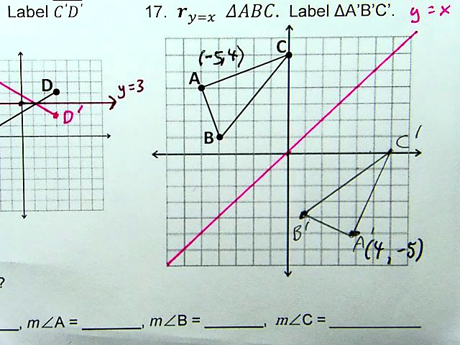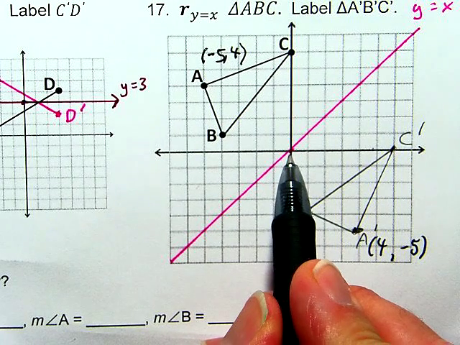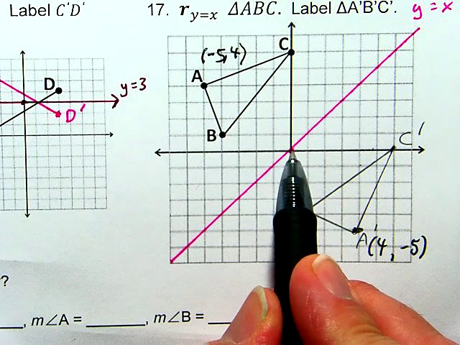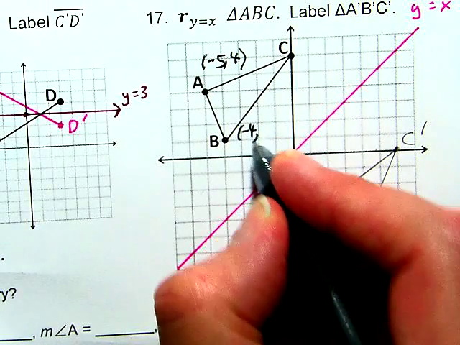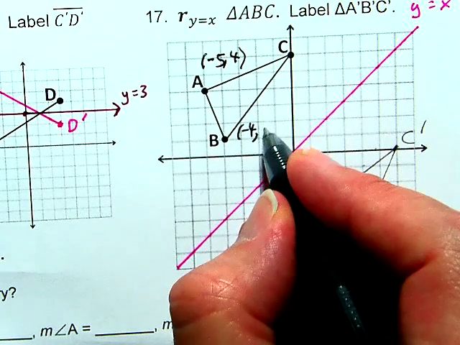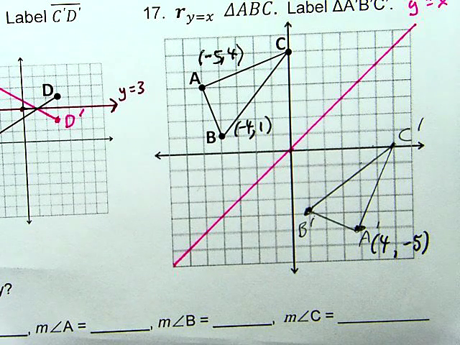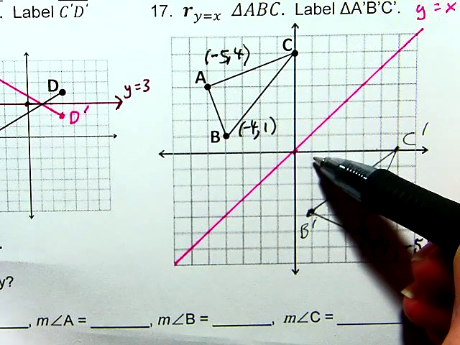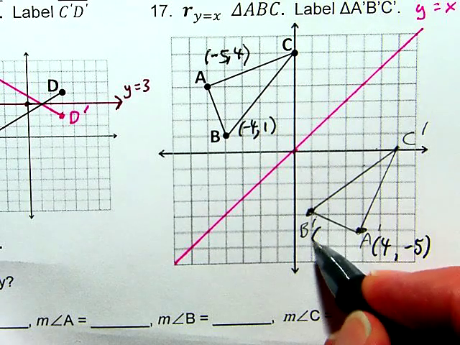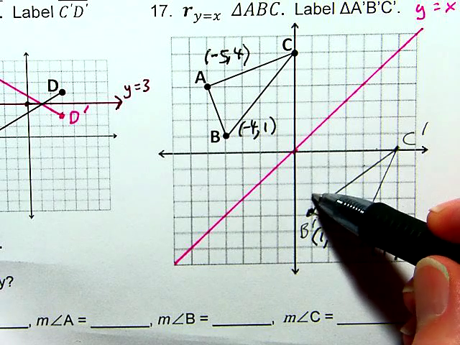Let me look at the coordinates of point B. Coordinates of point B, starting from the origin, are negative 4 in the x direction, and then in the y direction, we have a positive 1. Let's look at the coordinates of B prime. B prime, we get positive 1 in the x direction, and in the y direction we have negative 4.